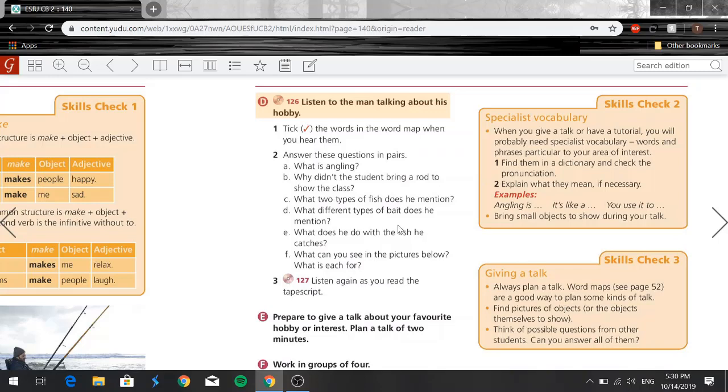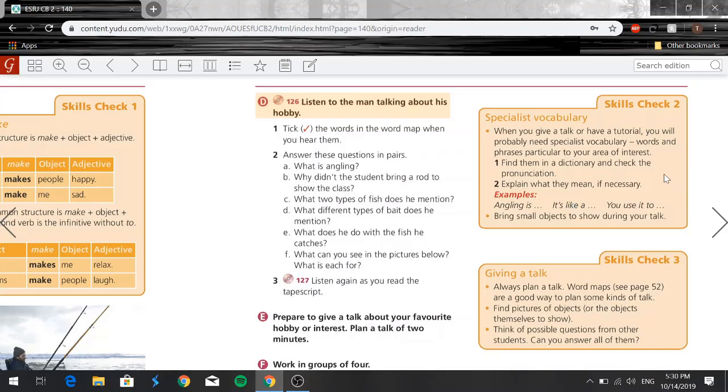Bait, I think all of us know what bait is. And other things like maggots, right? A net, a hook, a reel, a fly. You get the idea. So all of these are called specialist phrases or specialist words. Okay? So find them in a dictionary. You'll probably find all of them in a dictionary, and check your pronunciation, and if you have to, then explain what they mean, okay, when talking.